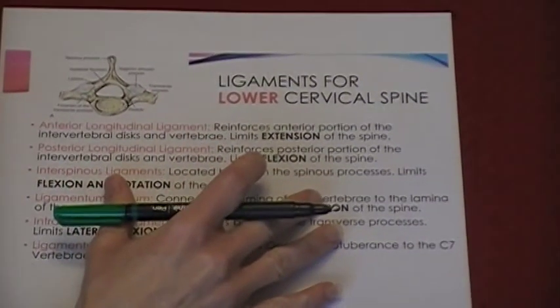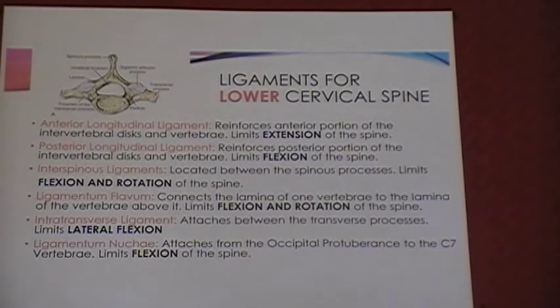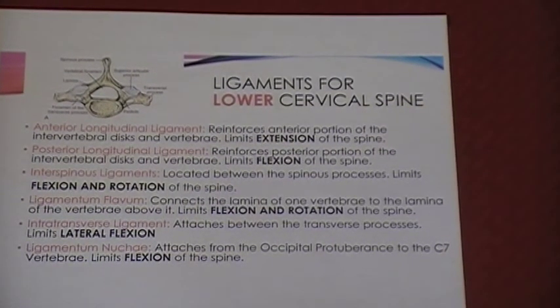All right. So we also need to talk about some ligaments of the lower cervical spine. Okay? So you're going to have the anterior longitudinal ligament that reinforces the anterior portion of the intervertebral disc and the vertebrae. It's going to limit extension. Okay? So if the spine is trying to go backwards, and you can try this as you're listening to this video, it's the anterior longitudinal ligament that is taut.